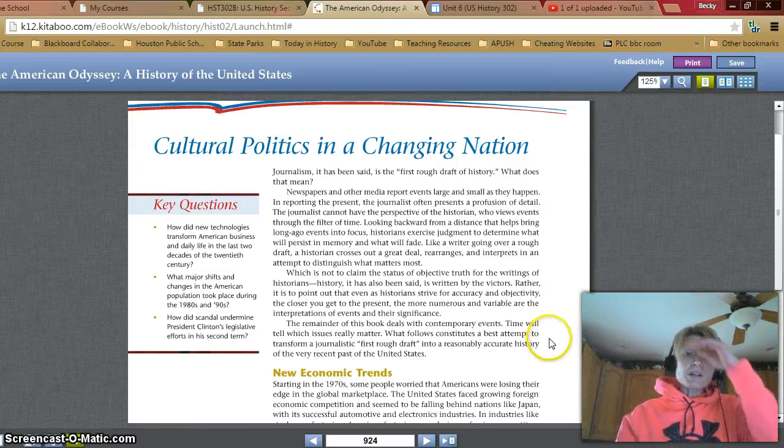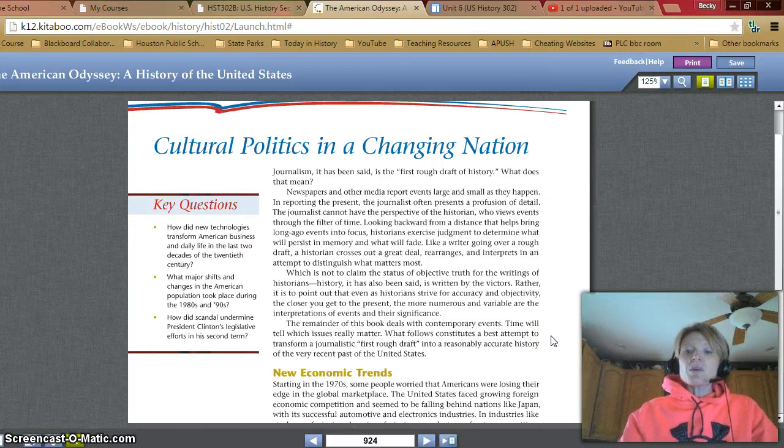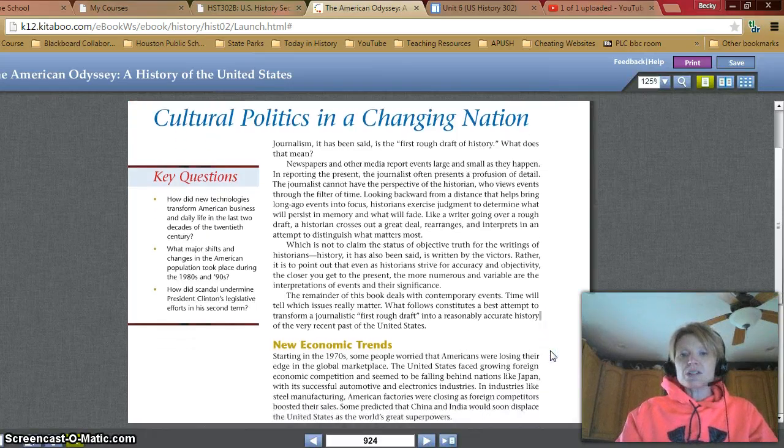The remainder of this book deals with contemporary events. Time will tell which issues really matter. What follows constitutes a best attempt to transform a journalistic first rough draft into a reasonably accurate history of the very recent past of the United States.